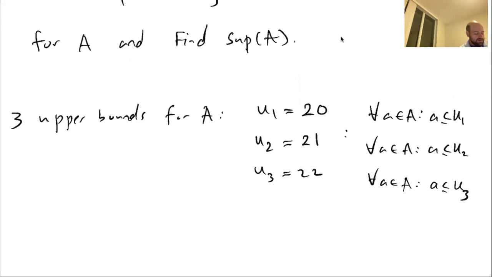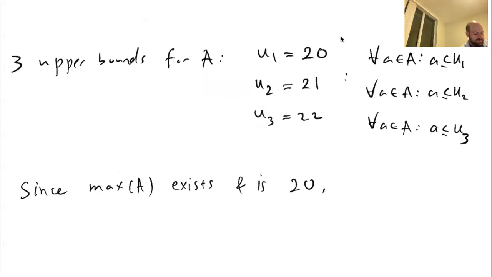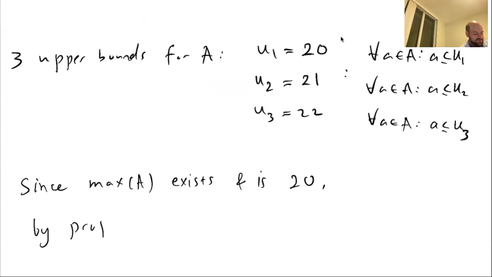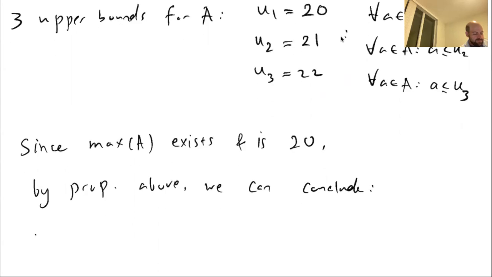So we have 3 upper bounds, and since maximum A exists and is 20, by the proposition above, we can conclude that maximum A equals supremum A equals 20. We just said that if maximum exists, then it will be automatically the same as the supremum of your set.